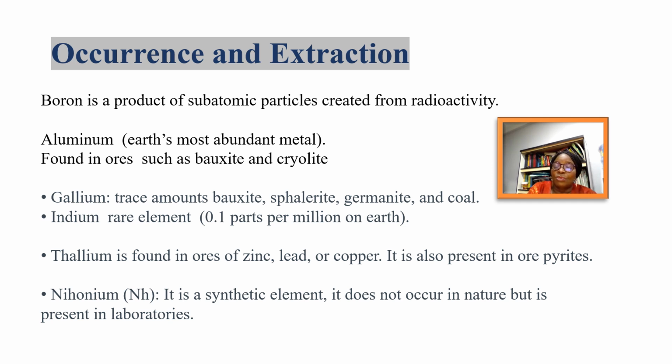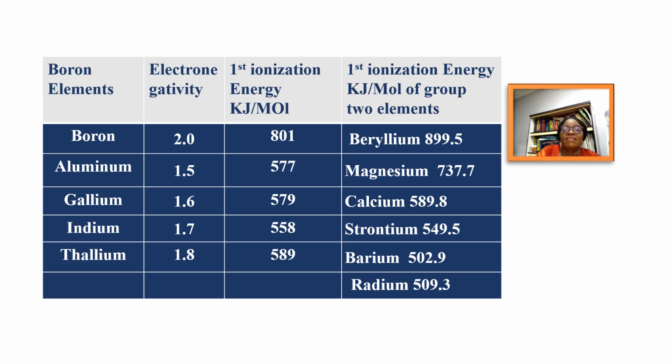Thallium is found in ores of zinc, lead, or copper. It is also present in oxides, which is useful in the production of sulfuric acid. And nihonium is a synthetic element, that is, it does not occur in nature, but is present in laboratories.